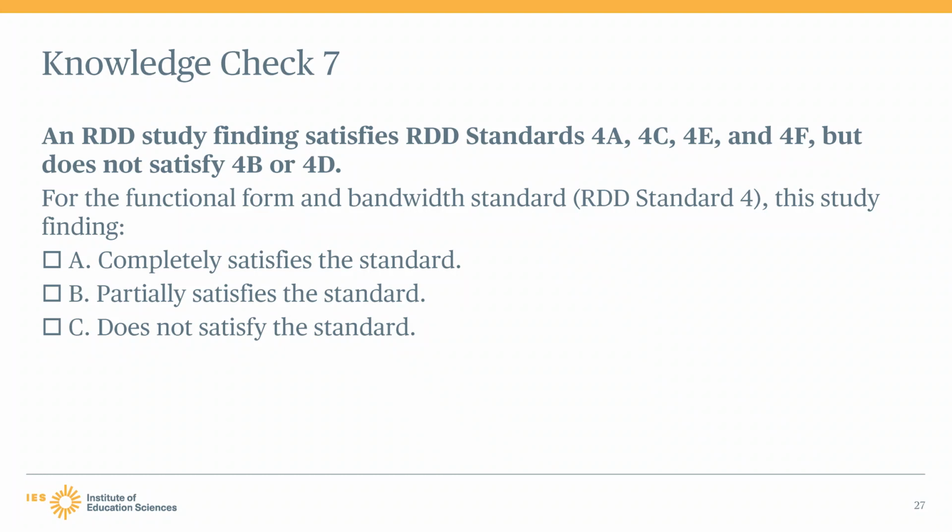Knowledge check 7: An RDD study finding satisfies the RDD standard for criteria A, C, E, and F, but the study does not satisfy criteria B and D. For the functional form and bandwidth standard, RDD Standard 4, does the study finding A, completely satisfy the standard, B, partially satisfy the standard, or C, not satisfy the standard? You may want to pause the video now to think about your answer.